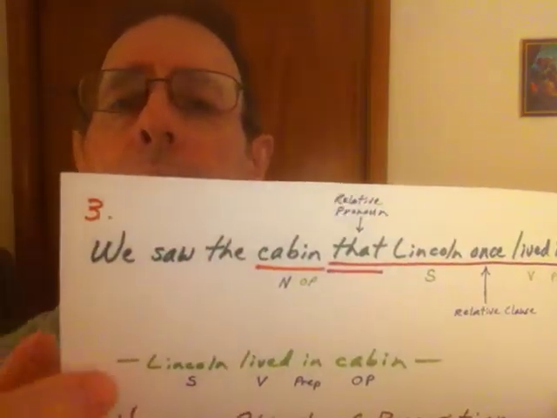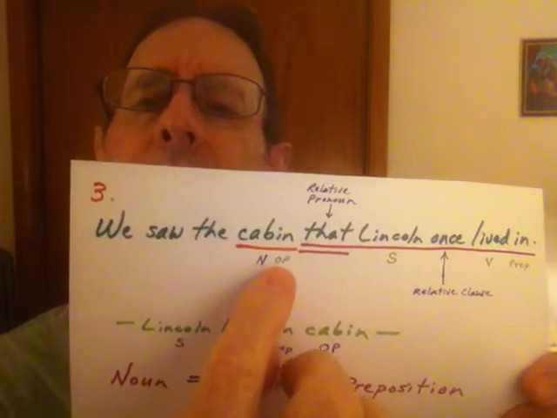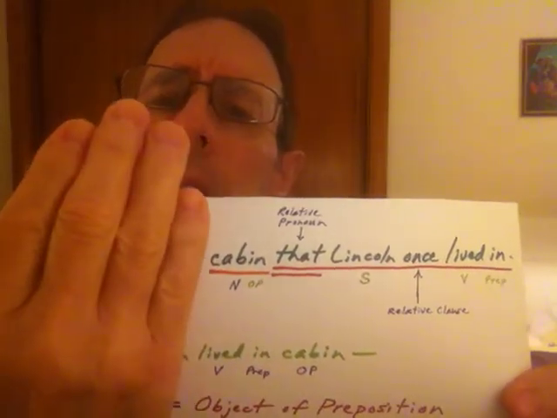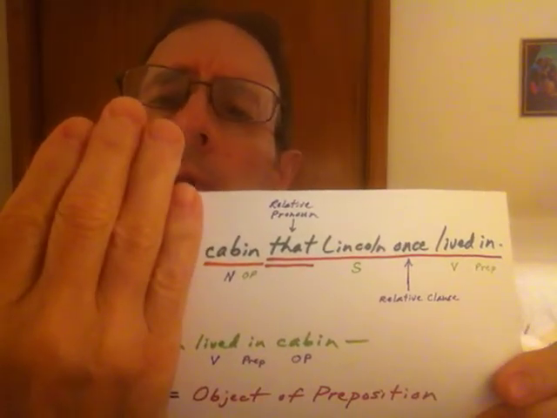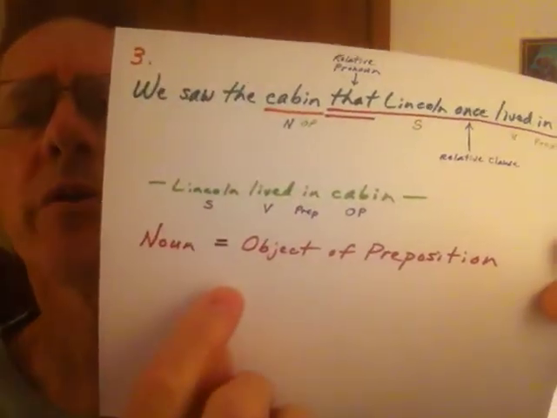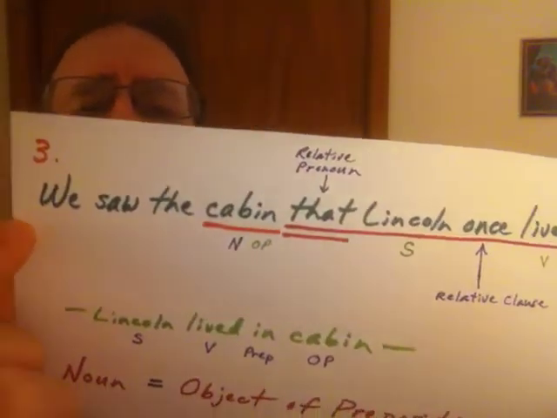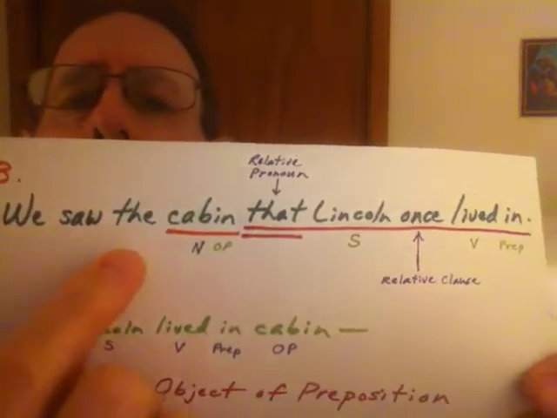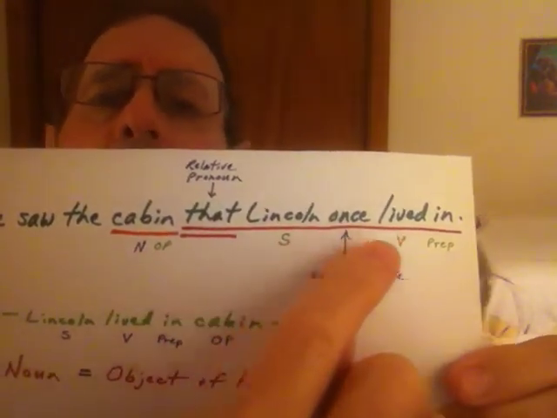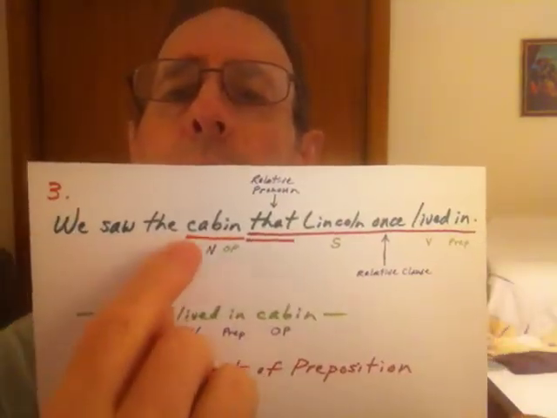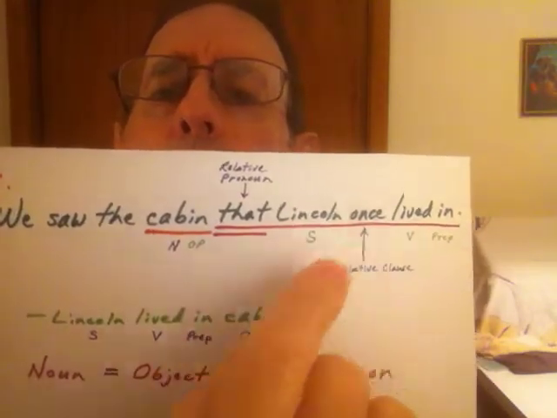And that's a case where the noun, the head noun in this case, all right, that would be the head of this particular cluster of terms, would be used as an object of a preposition. So our sentence is, We saw the cabin that Lincoln once lived in. I just made that up. I don't know if he lived in a cabin. I just made it up. We saw the cabin that Lincoln once lived in, all right?